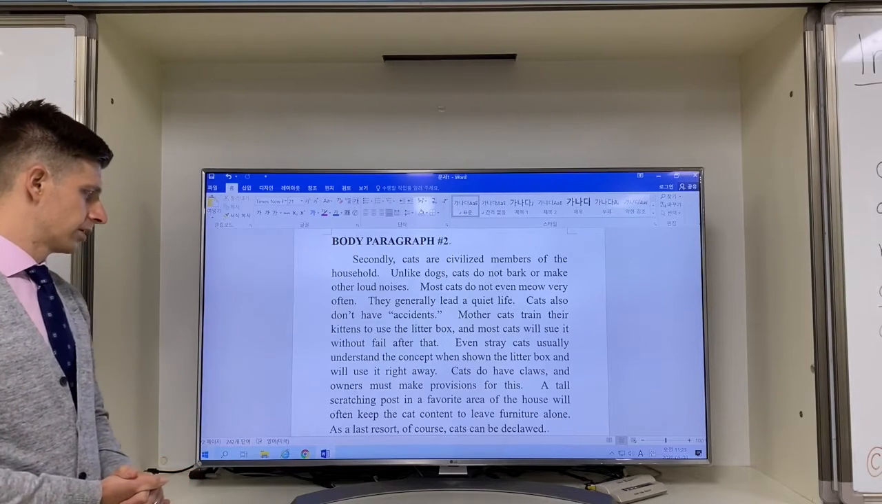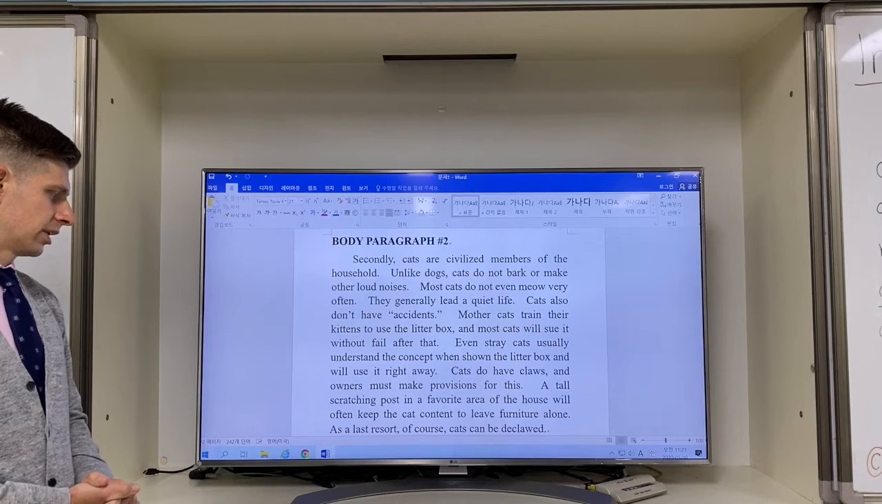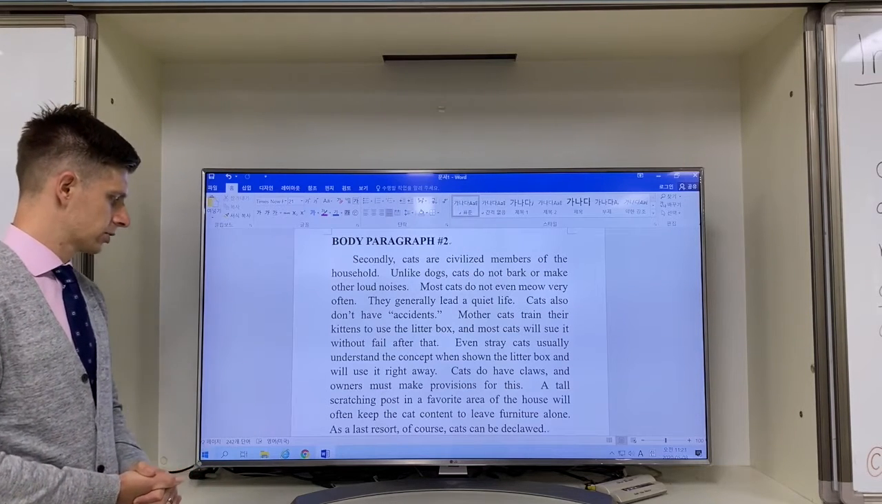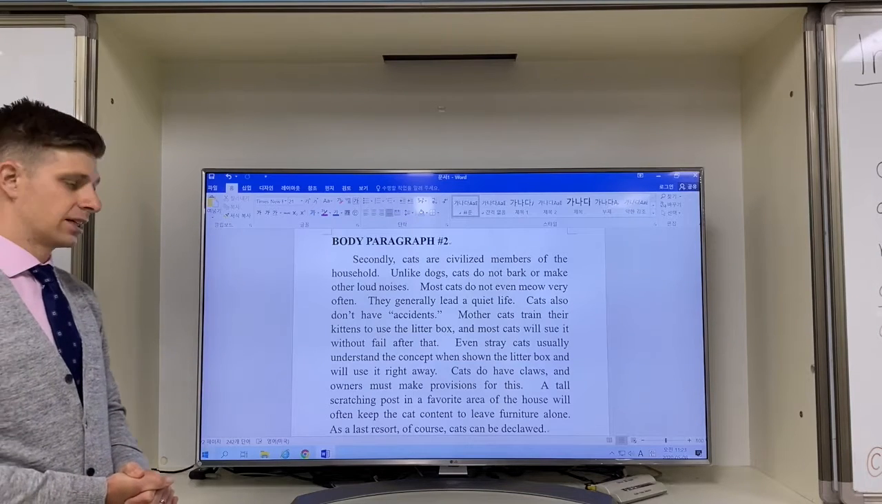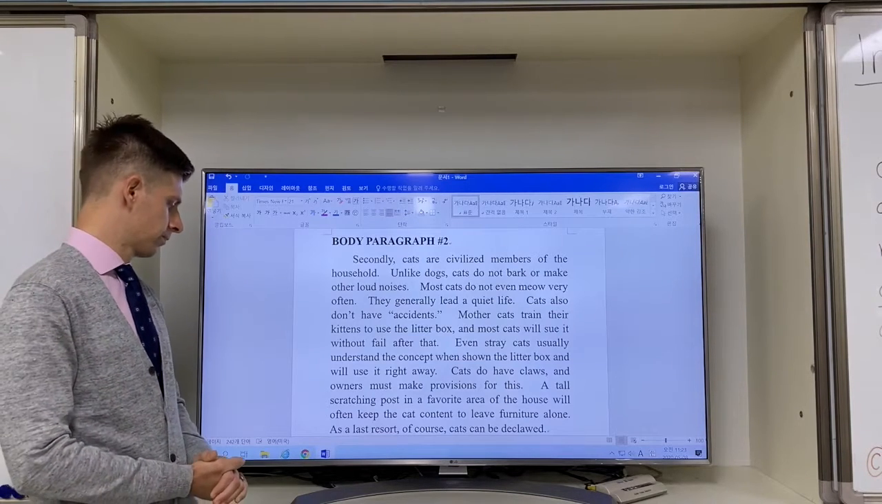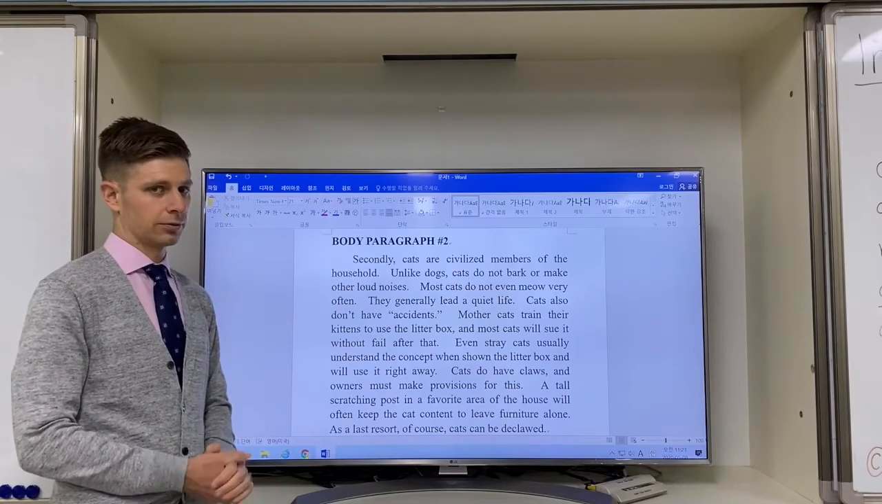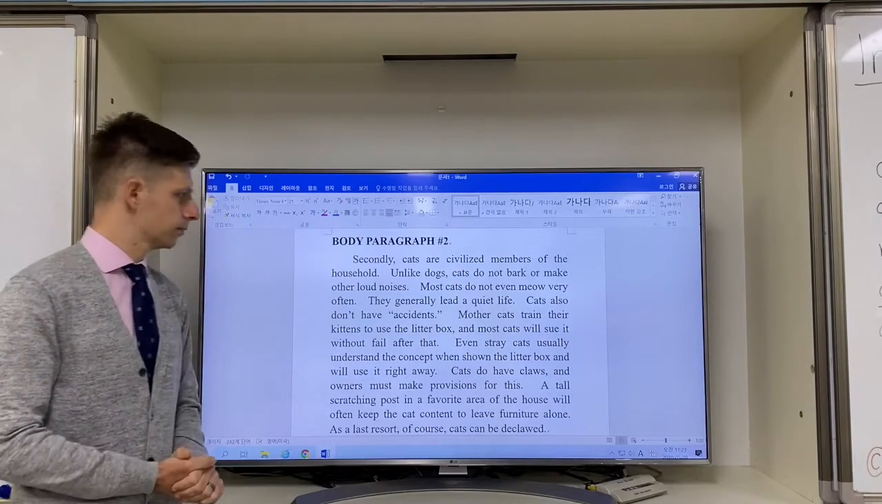Cats do have claws, and owners must make provisions for this. A tall scratching post in a favorite area of the house will often keep the cat content to leave furniture alone. As a last resort, of course, cats can be declawed, which means to take out their claws.